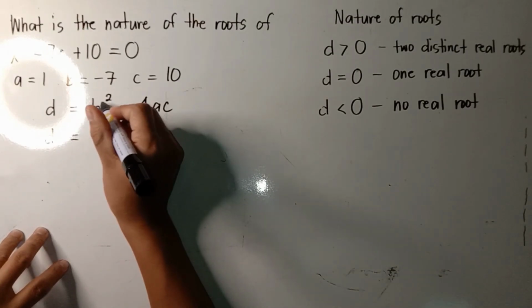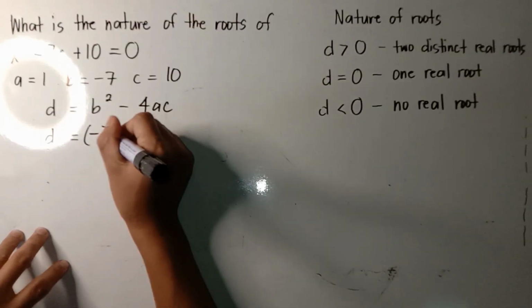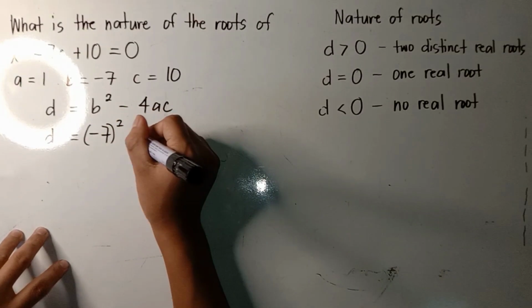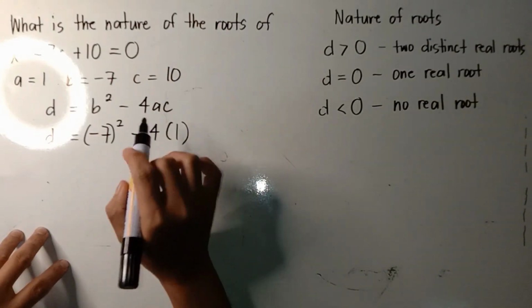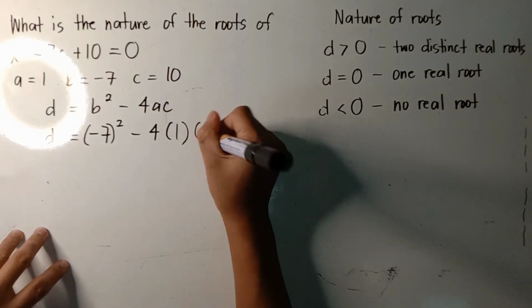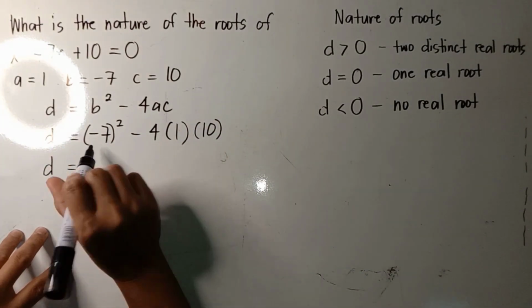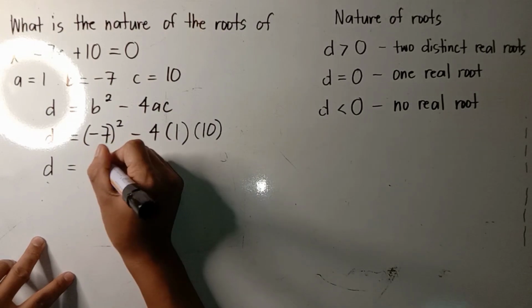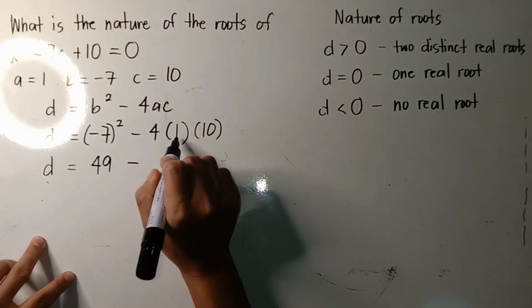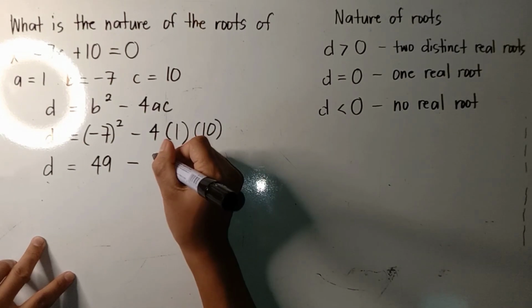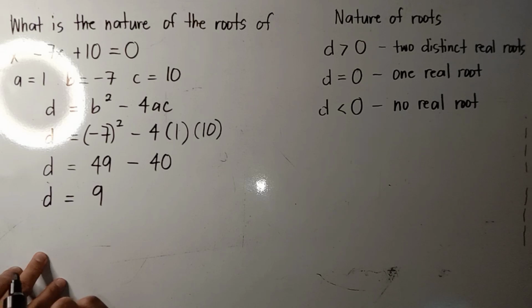So b squared, this will become negative 7 squared minus 4 times 1 times 10. So d is equal to the square of negative 7, that is 49, minus 4 times 1, 4 times 10, that is 40. Therefore, d is equal to 9.